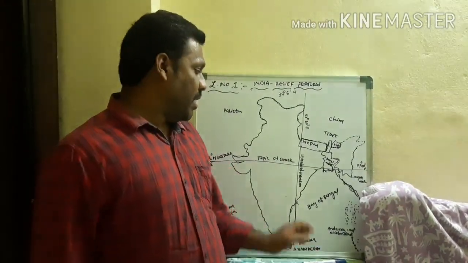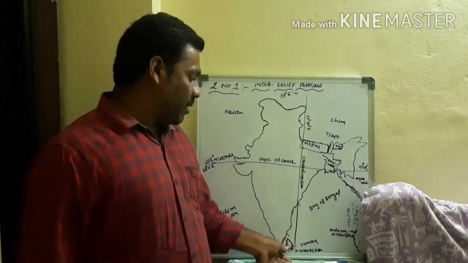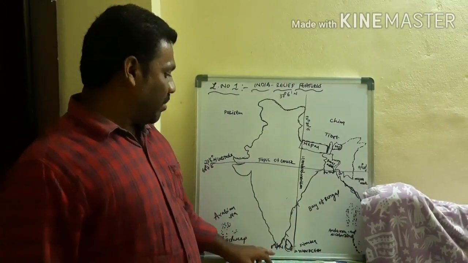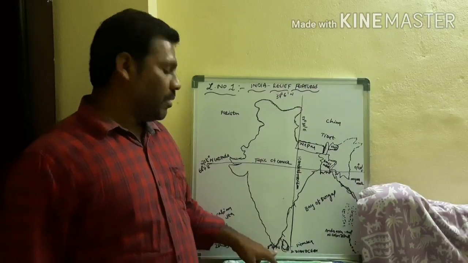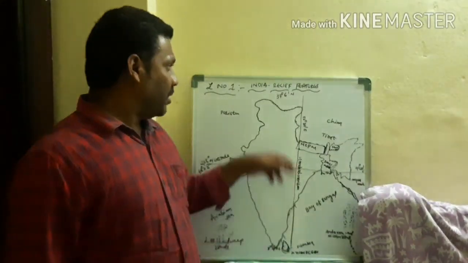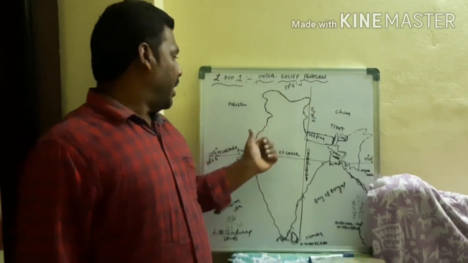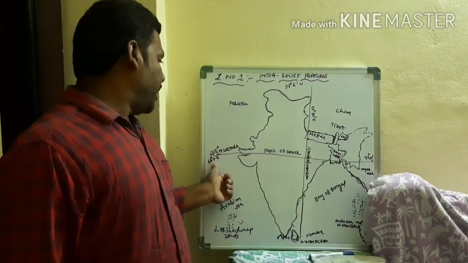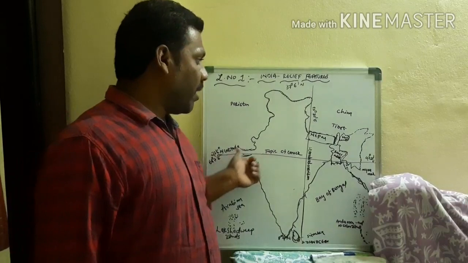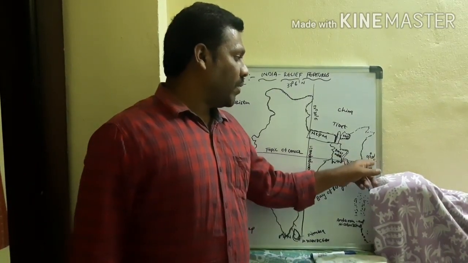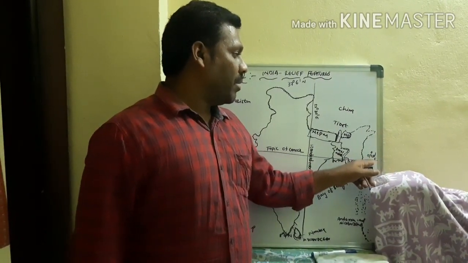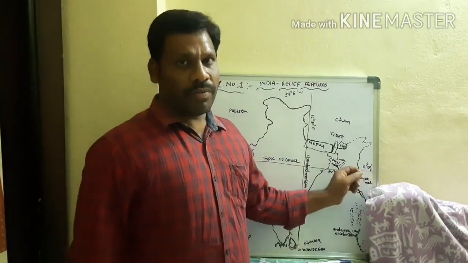Location of India means what? Where is it located on the world map? For example, 8 degrees 4 minutes north latitude to 37 degrees 6 minutes north latitude. And coming to the longitude part, it is 68 degrees 7 minutes east longitude to 97 degrees 25 minutes east longitude. This is what we can call the location of India.